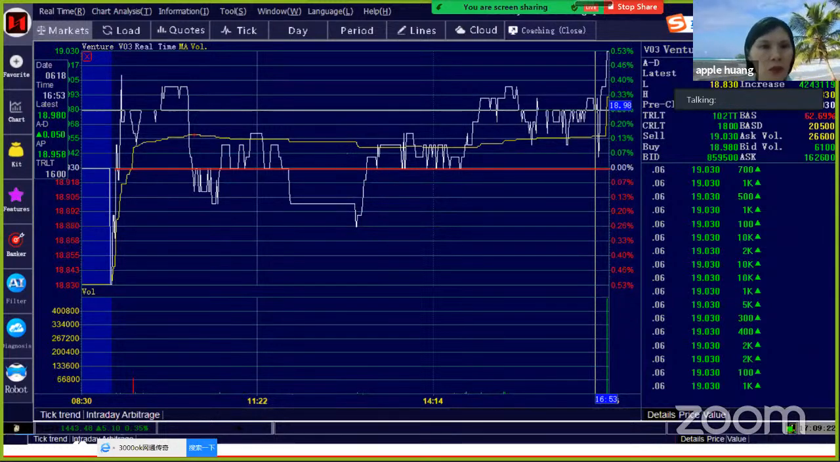So now we know this is Venture, and Venture opened at 8:30. It starts trading here, open low. So you will see open low, and then it moves up. When the actual trading price moves up, the average trading price also follows and moves up.